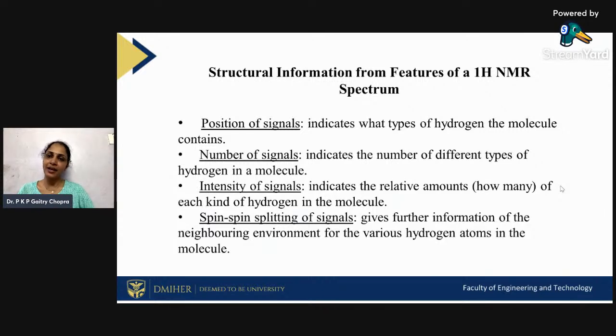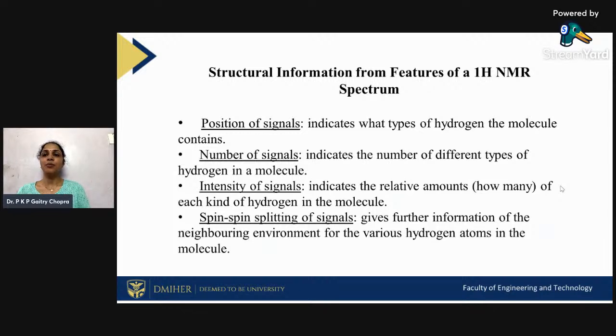Then the number of signals. We have already seen equivalent protons; if we have one set of equivalent protons, we'll get one signal. If we have two sets of equivalent protons, we'll get two signals. So the number of signals will indicate the number of different types of protons present in the molecule. Next is the intensity of the signal. The intensity of the signal basically tells us the relative amount, or how many hydrogens of a similar kind are present in the molecule.